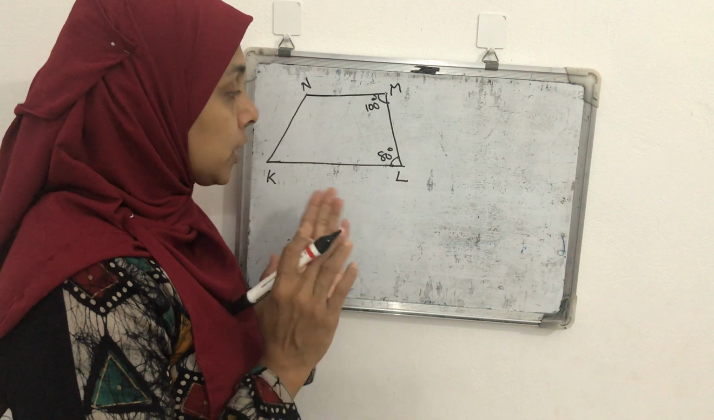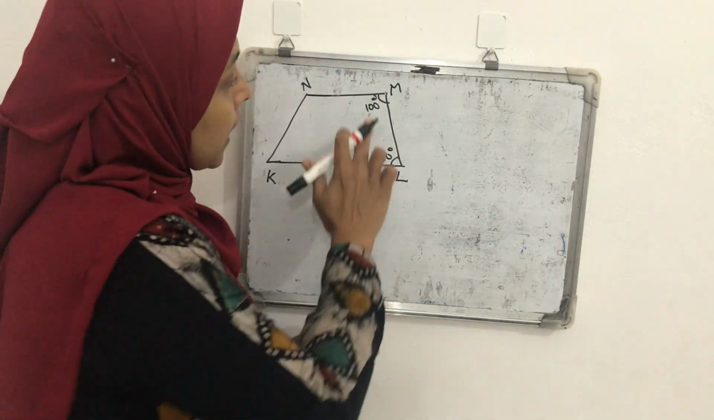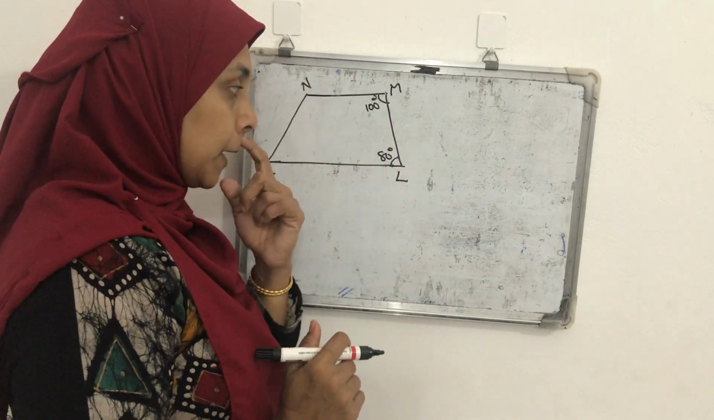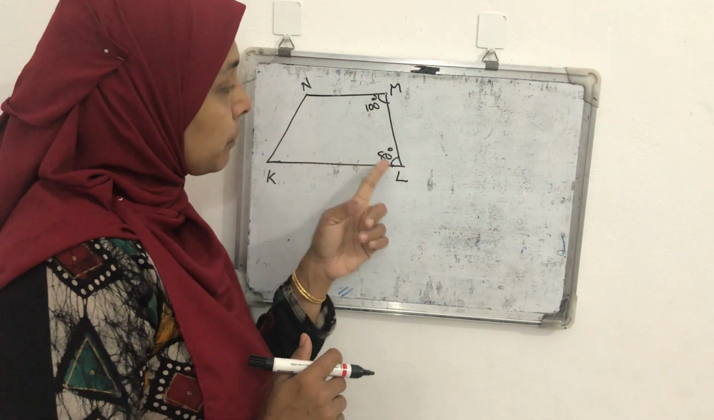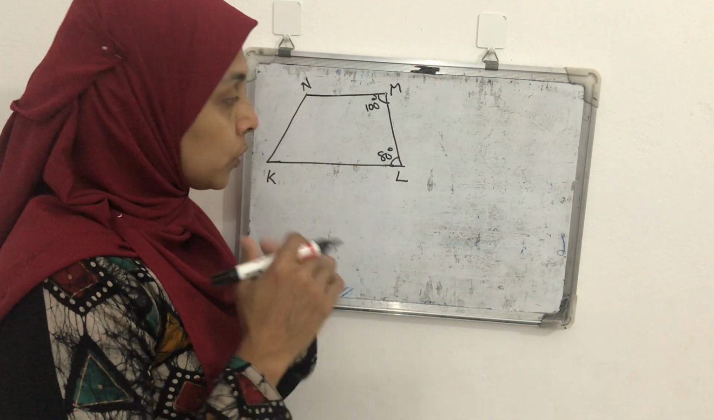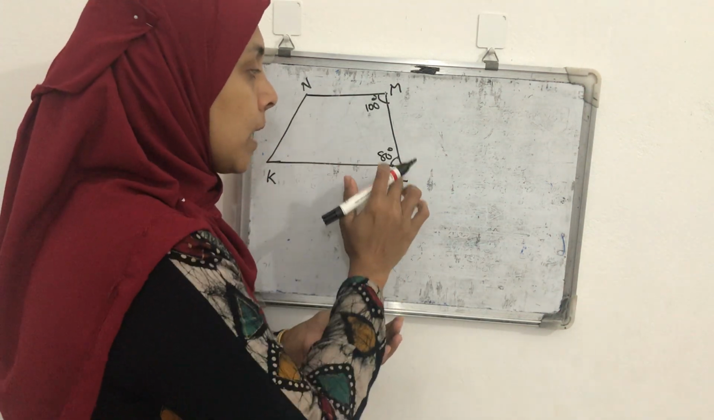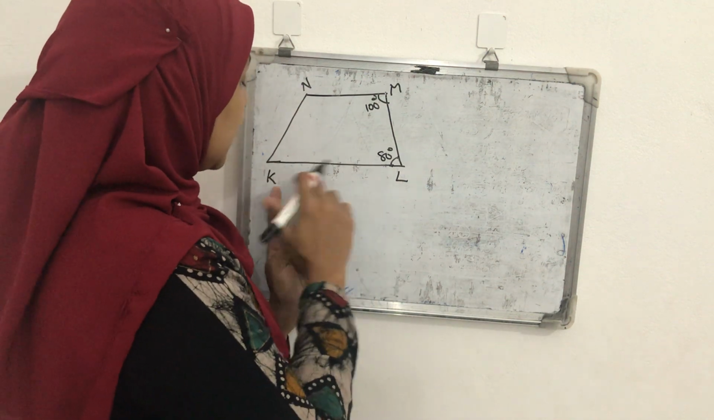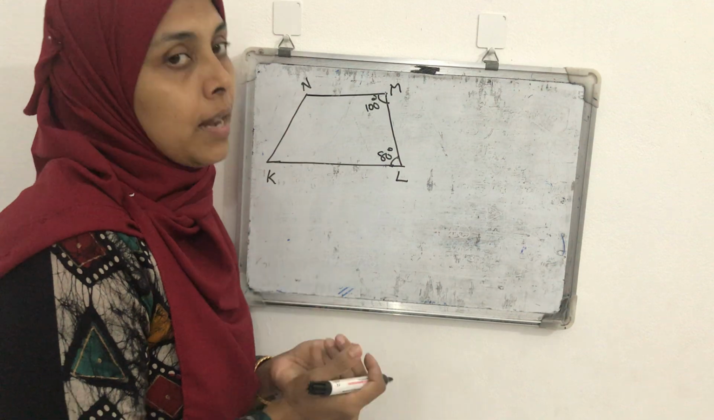Here it is not given that the two lines are parallel. But the measures of two angles are given, one is 100 and another one is 80 degrees. So we know the sum is 180. Using that, if the sum of these two angles is 180 degrees, we can prove that the two lines KL and NM will be parallel.